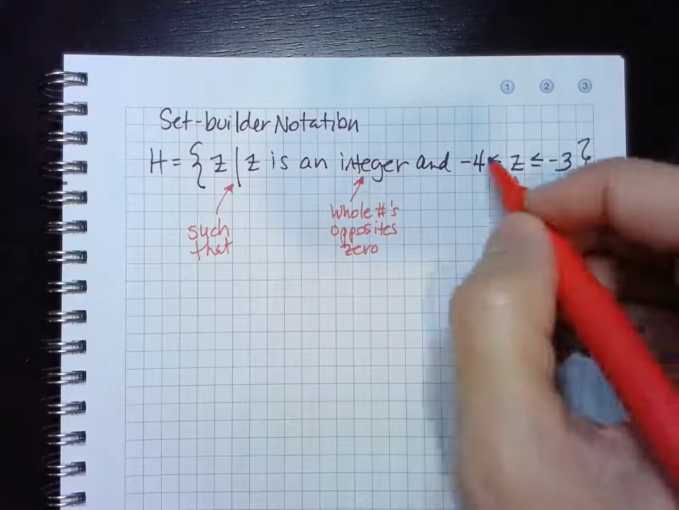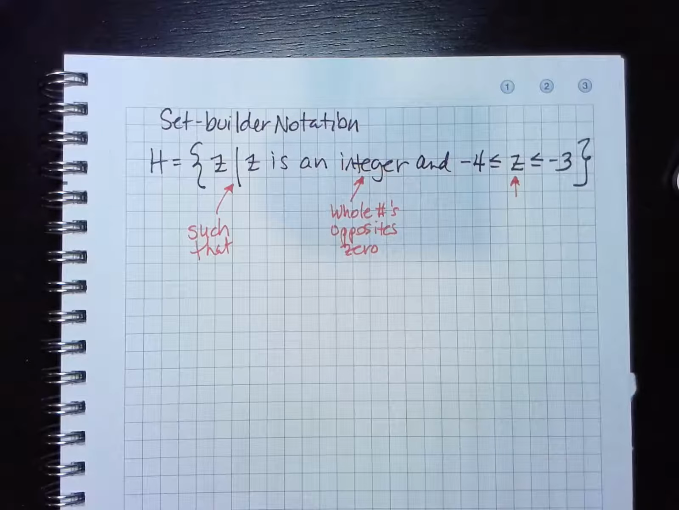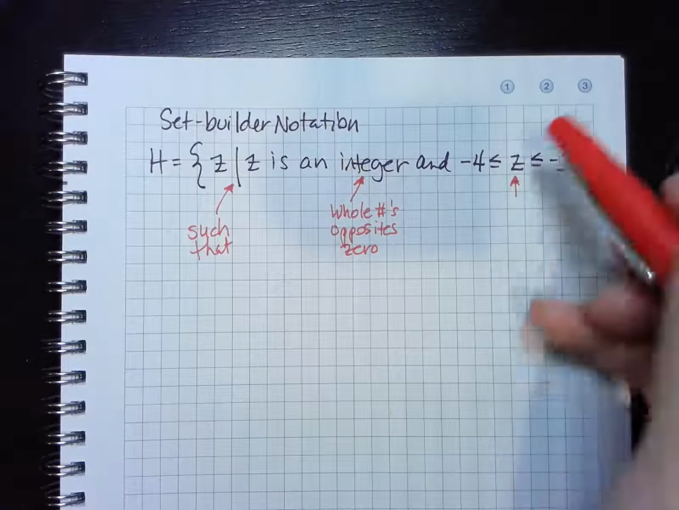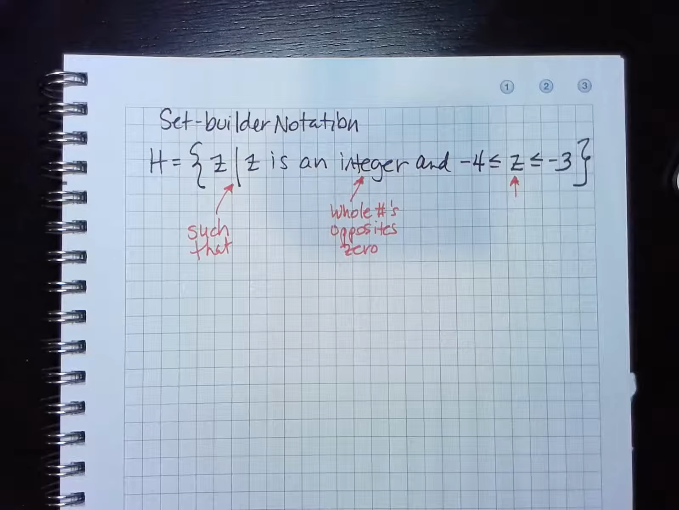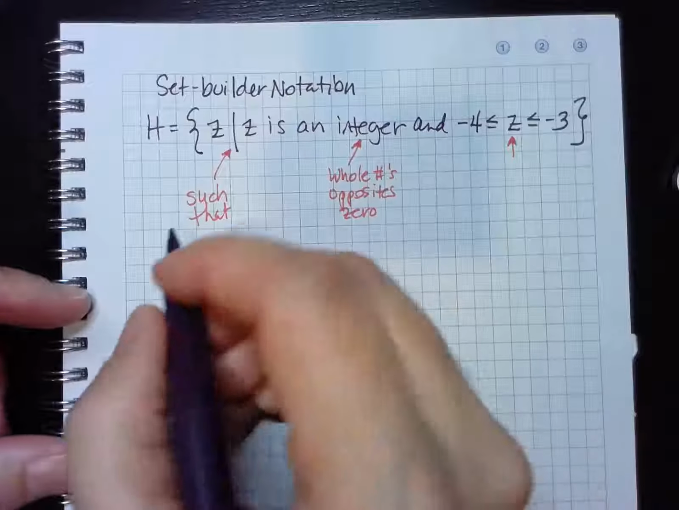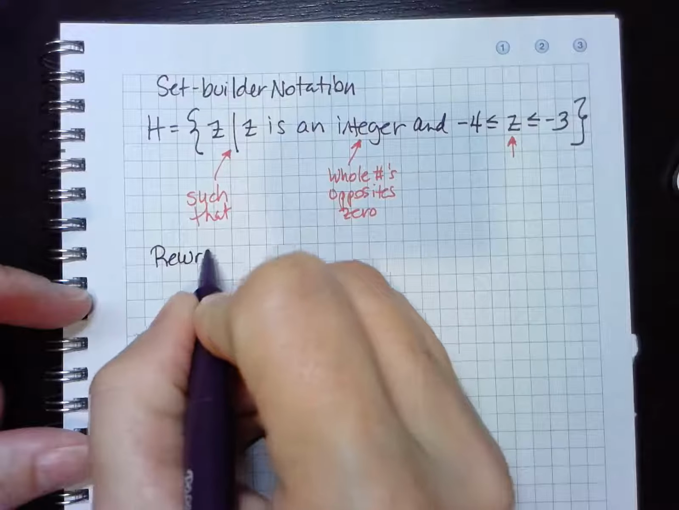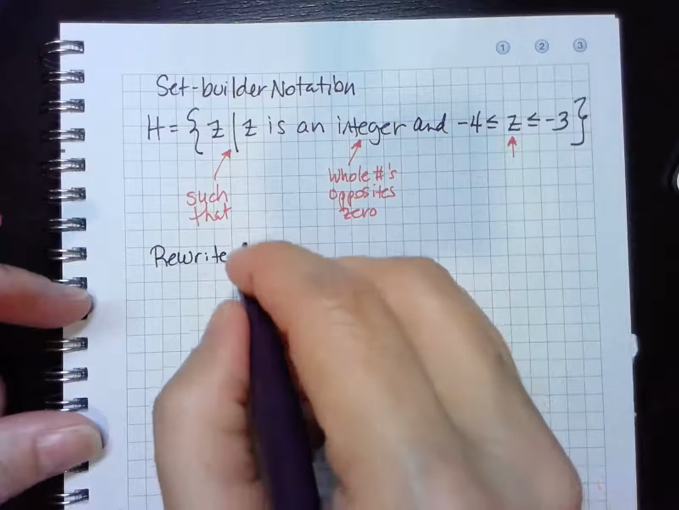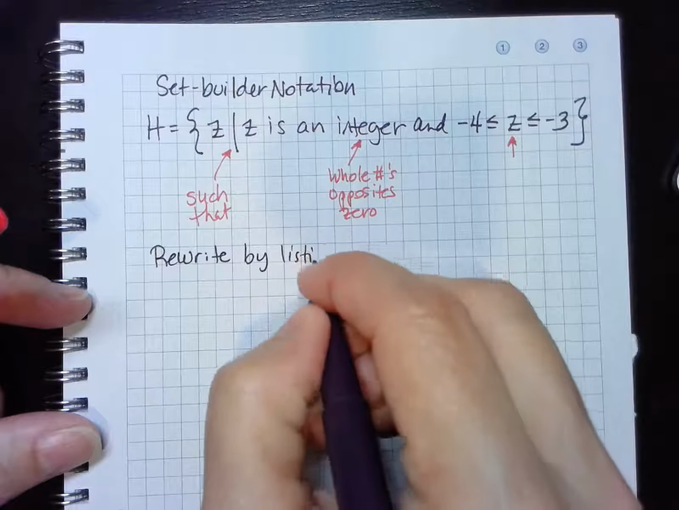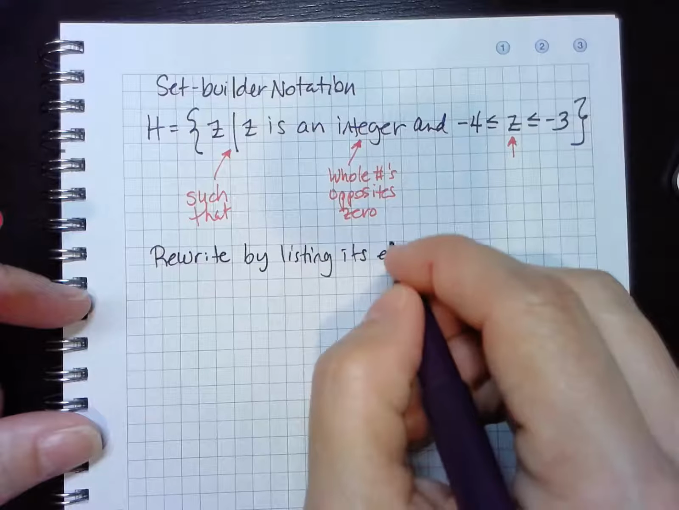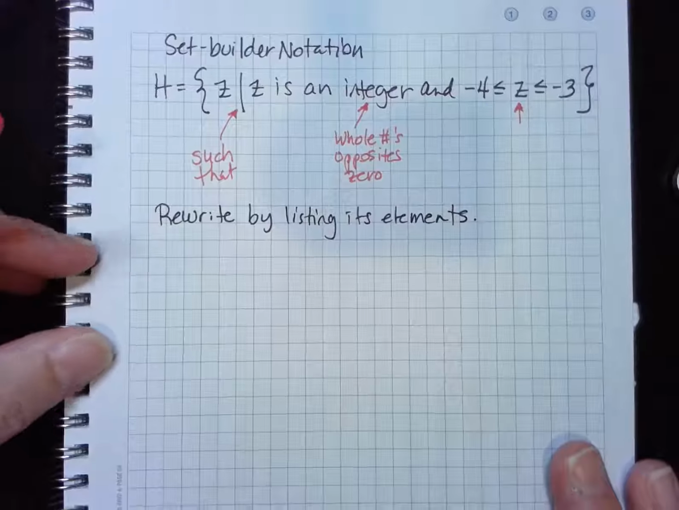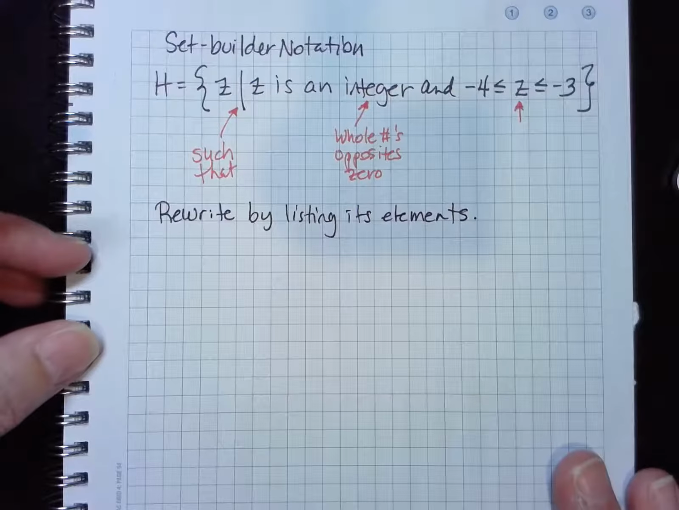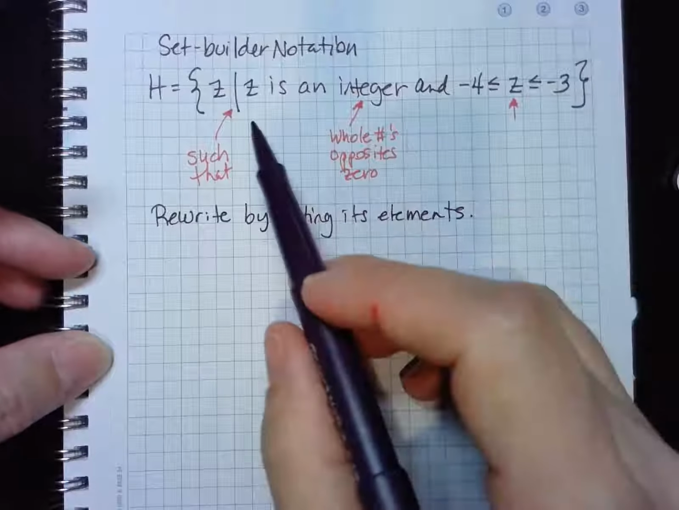And then this notation right here, this is a compound inequality, but I can see right now there's the z, right? And so I can kind of picture where he is on the number line. So he is, if I read from the z, he's greater than or equal to -4, and he's less than or equal to -3. So this question asks for us to rewrite by listing the elements. Elements are just the people in a set, or the numbers in a set, or whatever's in your set. Could be people, could be animals, could be numbers.